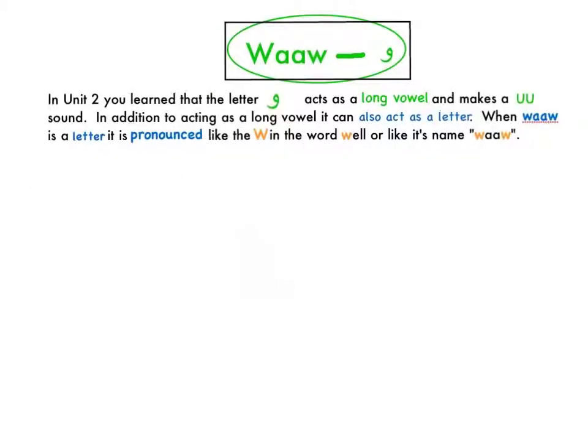In this part, we will cover the letter waw, which is a very easy letter. In Unit 2, you learned that the letter waw acts as a long vowel and makes an oo sound. In addition to acting as a long vowel, it can also act as a letter. When waw is a letter, it is pronounced like the wa in the word well, or like its name, wow.